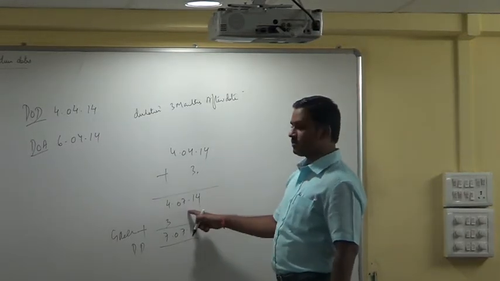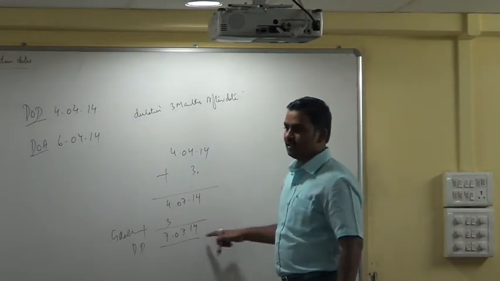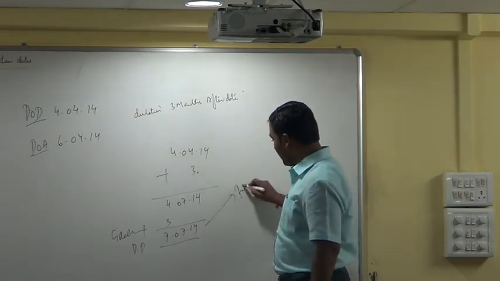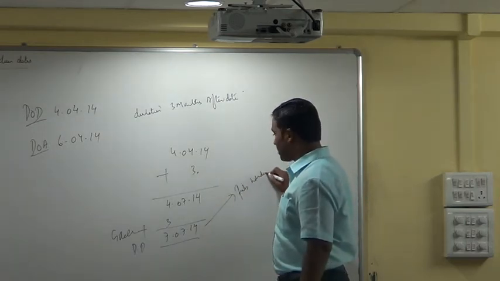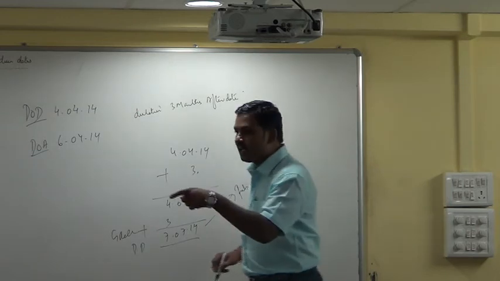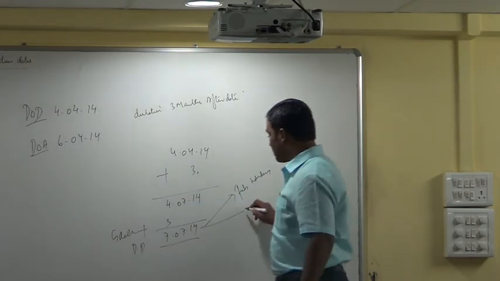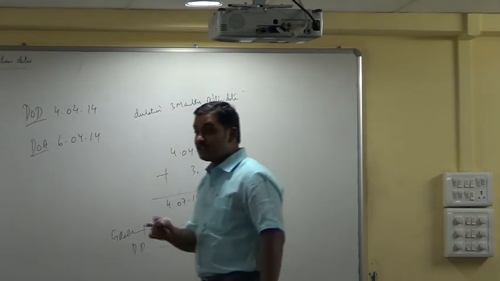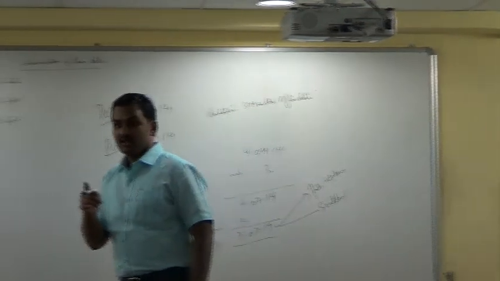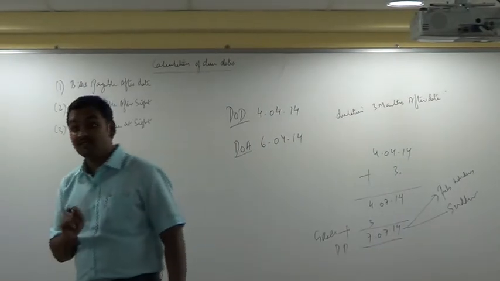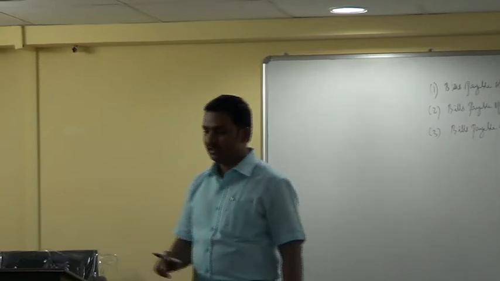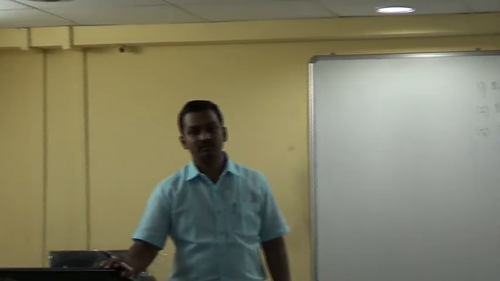I added 3 months, then I added 3 days, and I get the due date, 7th July. I have to check if this is a public holiday. If it falls on a Sunday, then 6th July will be the due date. If it is a sudden holiday, 8th July. Suppose 8th July is a Sunday, then the next working day, 9th July, the Monday, will be the due date. Is it clear, everyone?